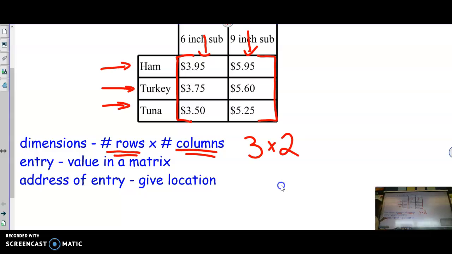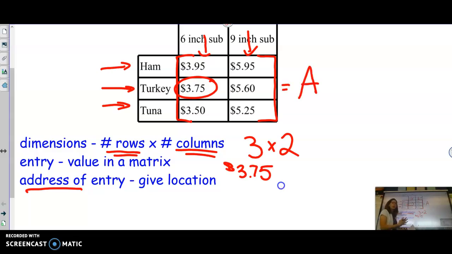So each entry in the matrix is just one of the particular values. For instance, if I took this right here, this would be an entry in the matrix. And then each entry has a particular address. Just like you have an address for your house, each number in here has a particular address. For instance, if I was going to talk about the address of the value 3.75, if this was matrix A, we use capital letters for the matrix.